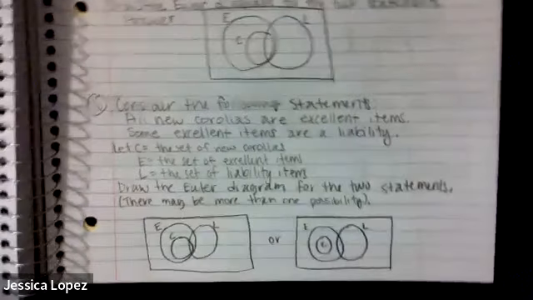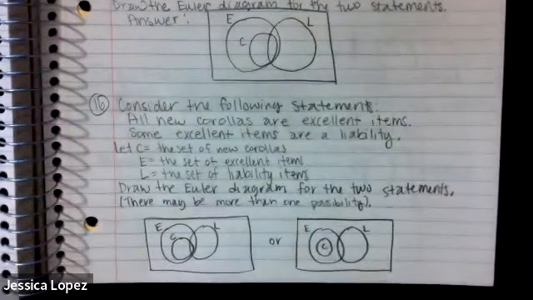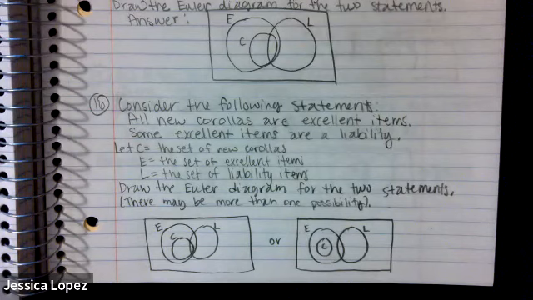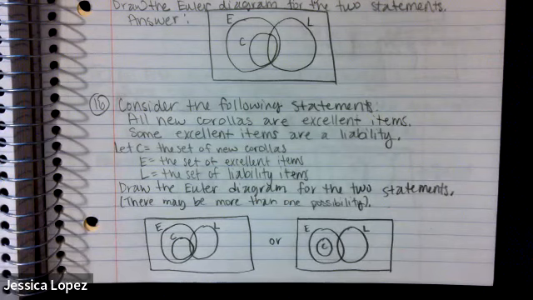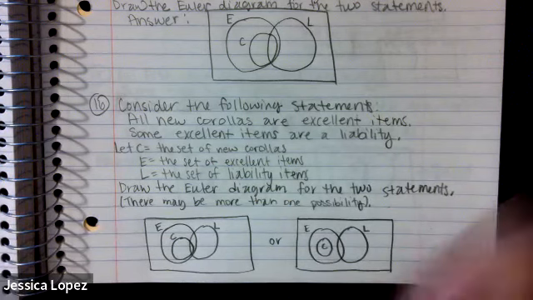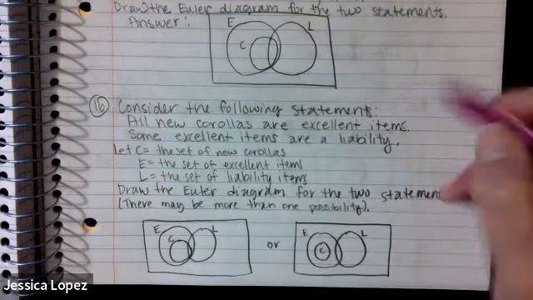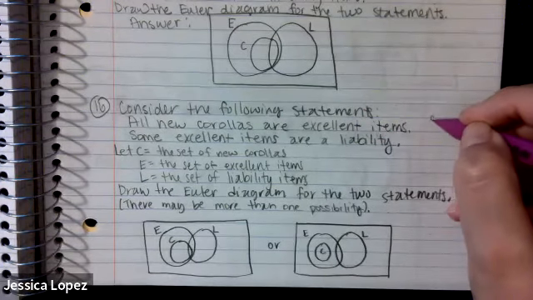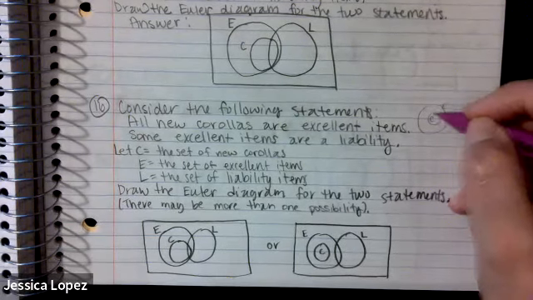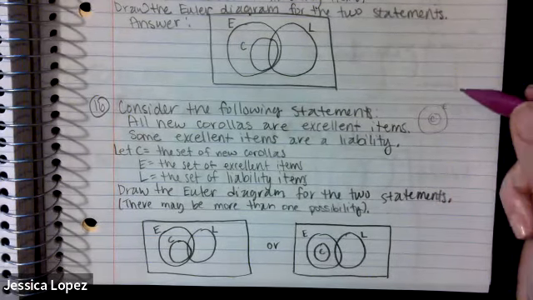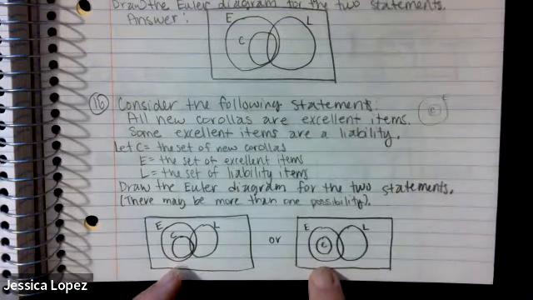Now, number 16 is very much the same. It says, consider the following statements. All new Corollas are excellent items. Some excellent items are a liability. C is the set of new Corollas, E is the set of excellent items, and L is the set of liability items. Now, all new Corollas are excellent items means the same thing, that here's your Corollas and they're inside the excellent items, okay? And so I've drawn that twice over here.